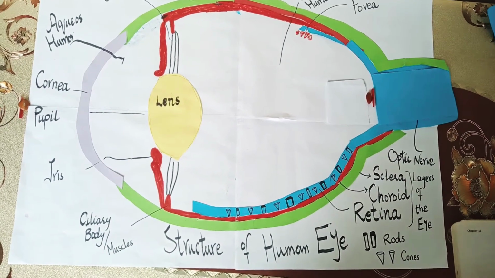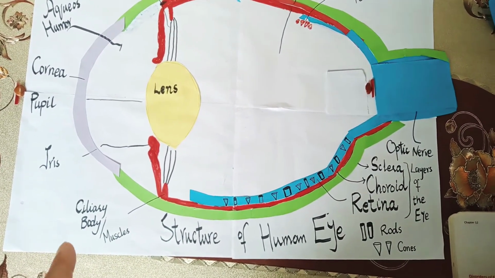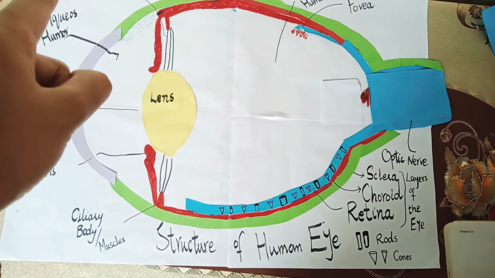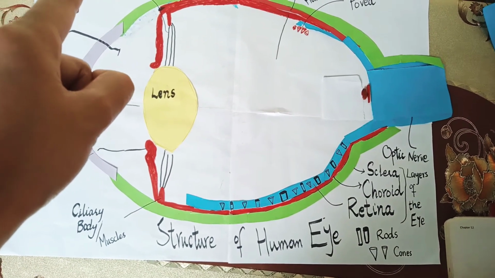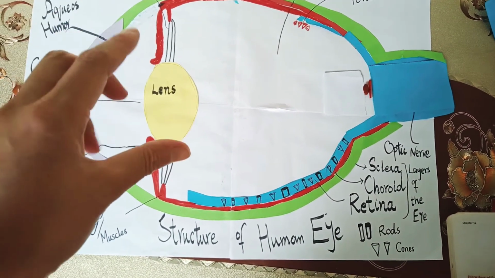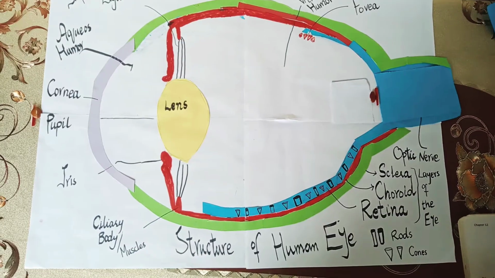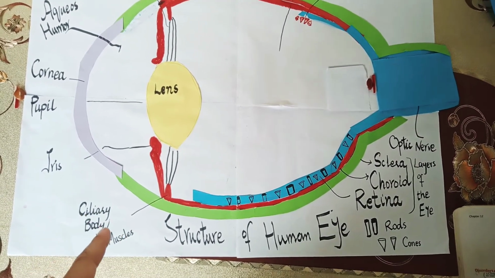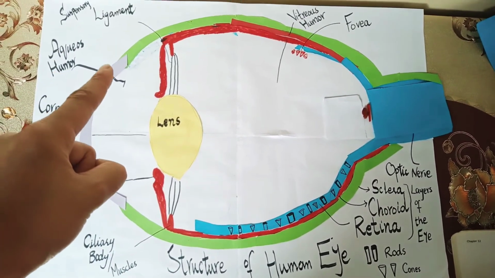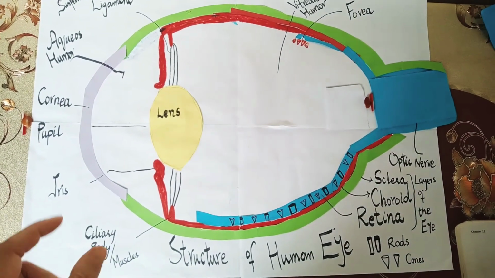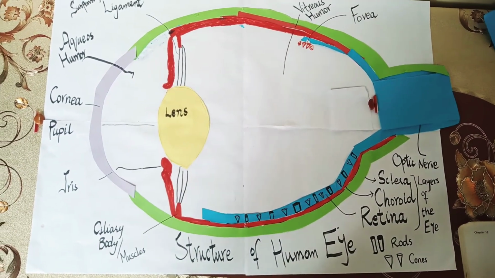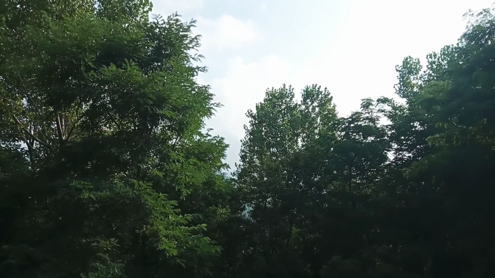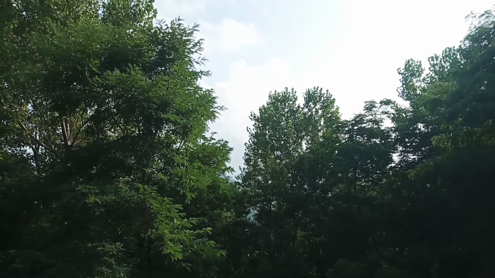For distant vision, the muscles of the ciliary body relax and the suspensory ligament tightens and the lens becomes more flat. For close vision, the muscles of the ciliary body contract and the ligaments loosen and the lens becomes more round or convex. Are you able to observe the sparrow which is sitting on the top of that tree?